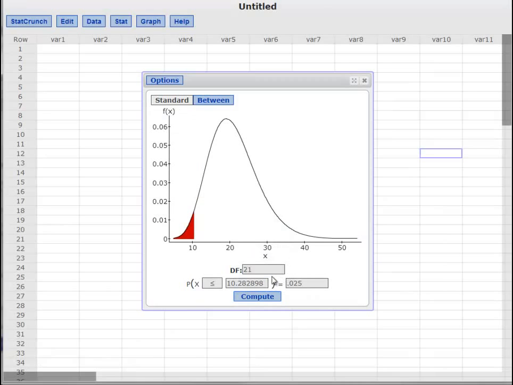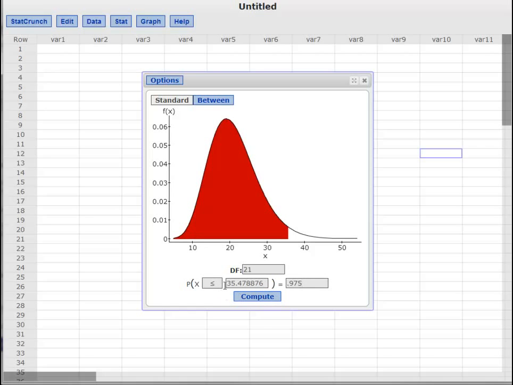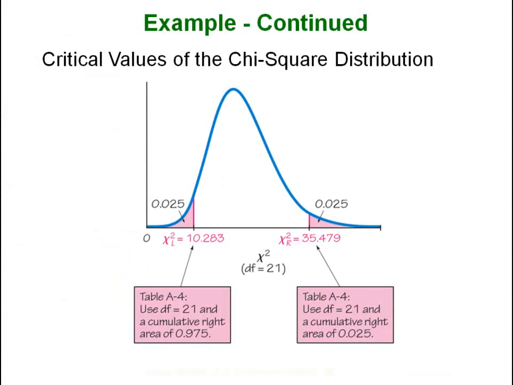If we want to do the upper one, 0.975 gives us 35.479 if we round up. 35.479. Okay, so you don't have to use the tables if you don't want to.